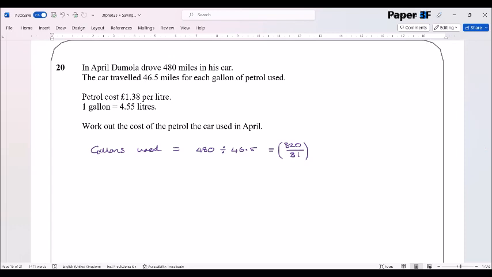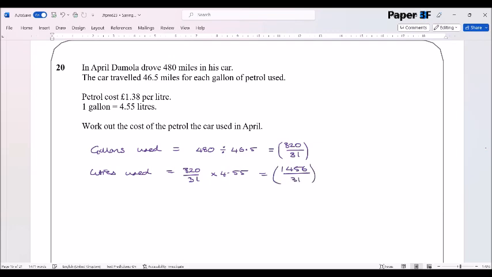So we've used that many gallons, so litres used is equal to 320 over 31 times by 4.55. So again, we're going to multiply what we had before by 4.55. And that gives me, again, something fairly unpleasant on my calculator. That gives me 1,456 over 31.